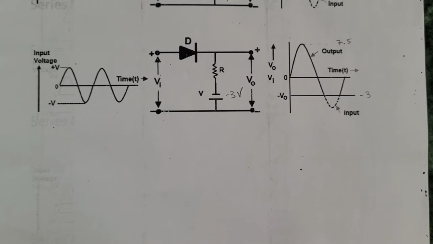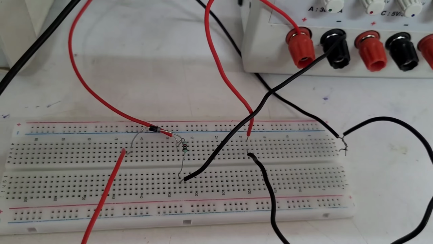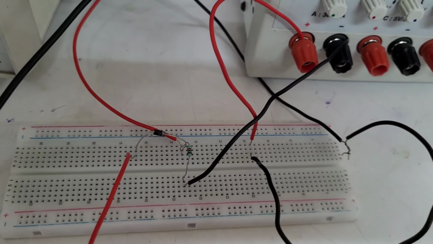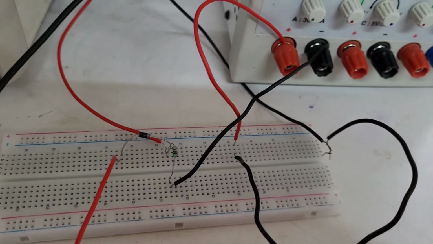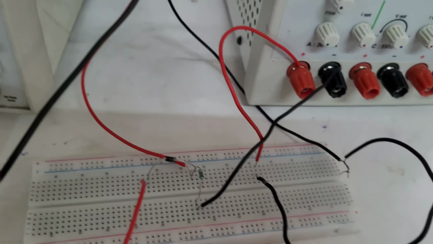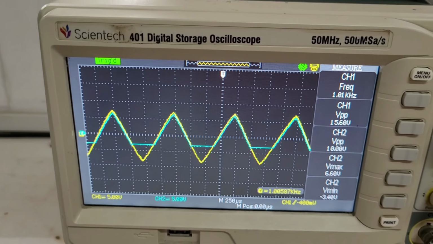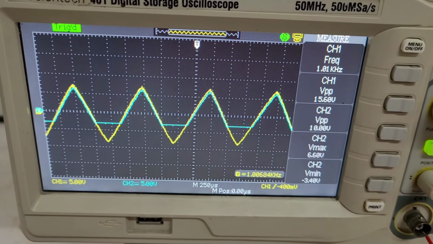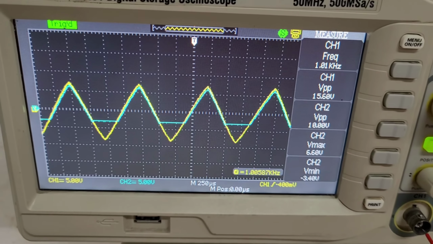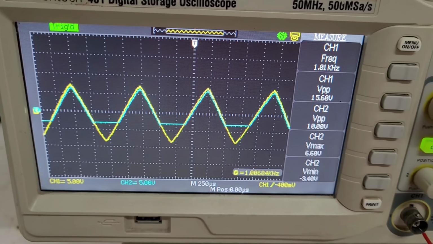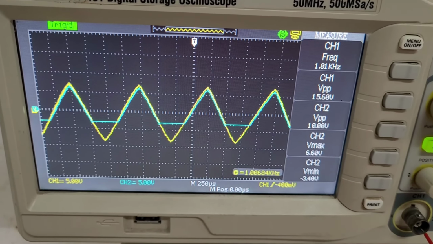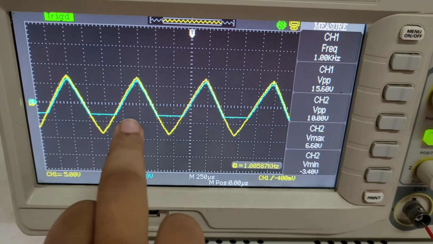Let's observe the waveforms. Circuit implementation. The negative terminal of the DC is connected below the resistor, and the positive of the DC is connected to ground, all common ground. As we can see, the output V maximum is 6.6 and the V minimum is minus 3.4. In this way, this circuit is clipping the negative portions up to minus 3 volt.